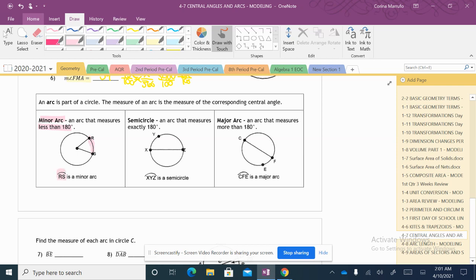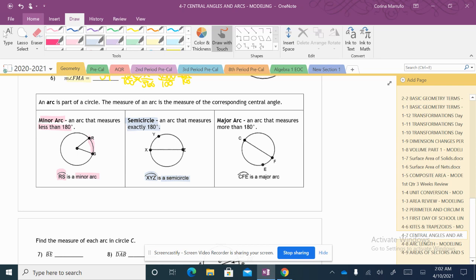This is your little symbol for arc. It's a little arc on top of the RS, and it's considered a minor arc. All right, you have your semicircle. A semicircle is exactly 180 degrees, so you have XYZ is a semicircle.